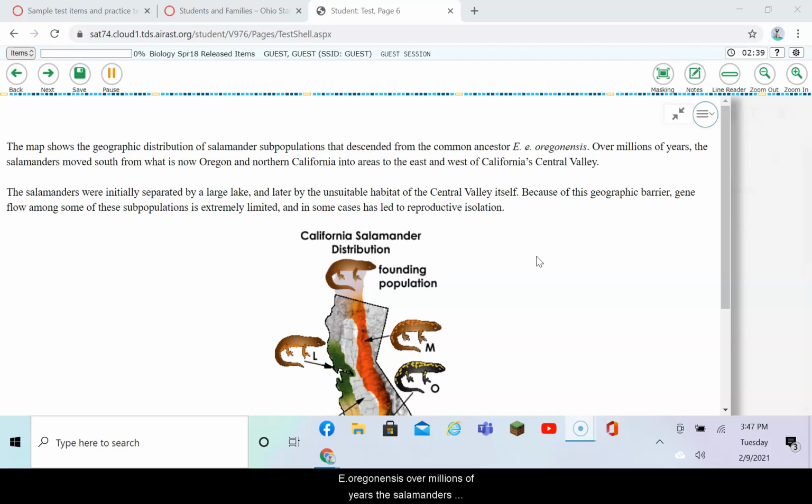E. organolensis. Over millions of years, the salamanders moved south from what is now Oregon and Northern California into areas to the east and west of the California Central Valley. The salamanders were initially separated by a large lake and later by the unsuitable habitat of the Central Valley itself. Because of this geographic barrier, gene flow among some of these subpopulations is extremely limited and in some cases has led to reproductive isolation, which, when you hear reproductive isolation, you're going to become a different species.